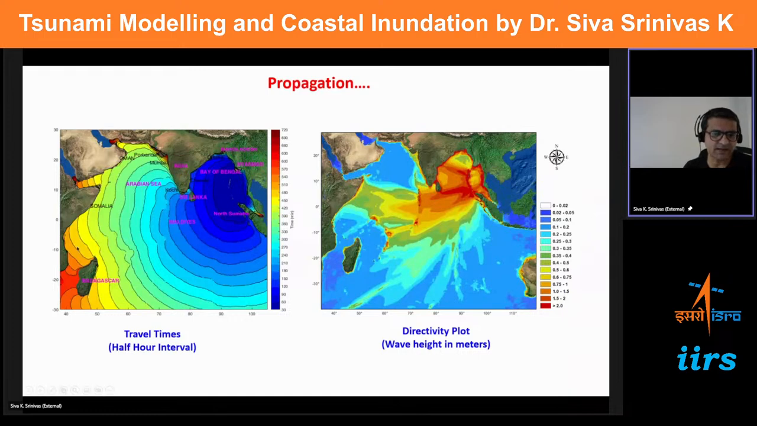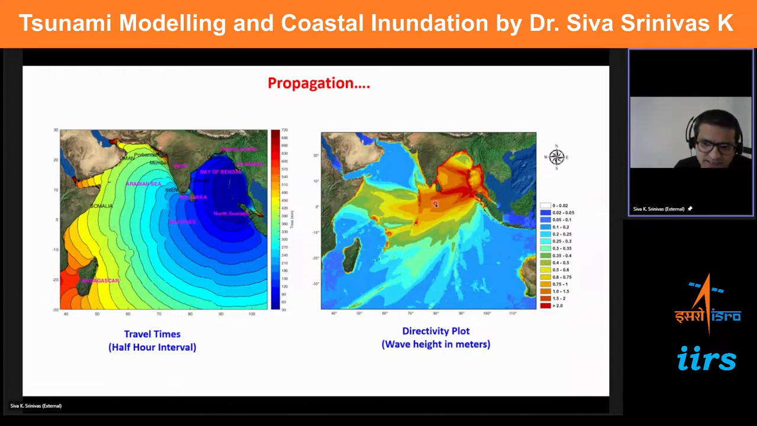So this is the typical travel time plot. It says, for a given location, say my location is here, which is light green in color, at what time the tsunami wave reaches. So the typical green color is around 40 to 450 minutes. So it takes these many minutes for the wave to reach here. So we call it a travel time plot.